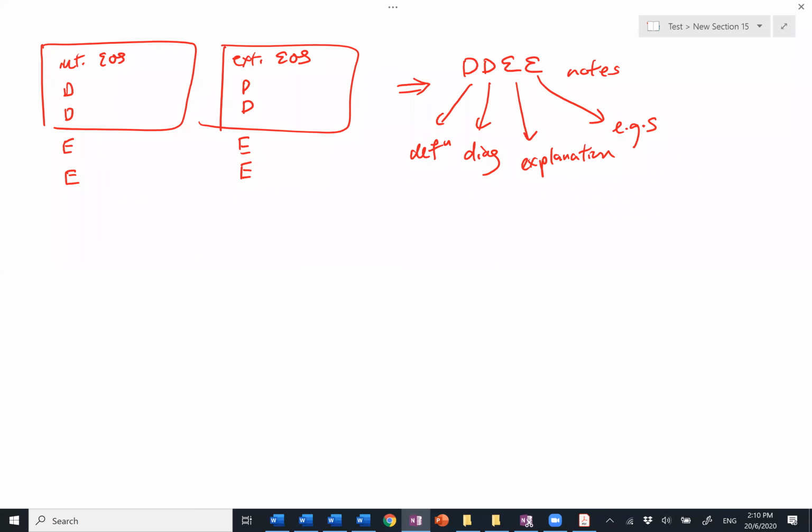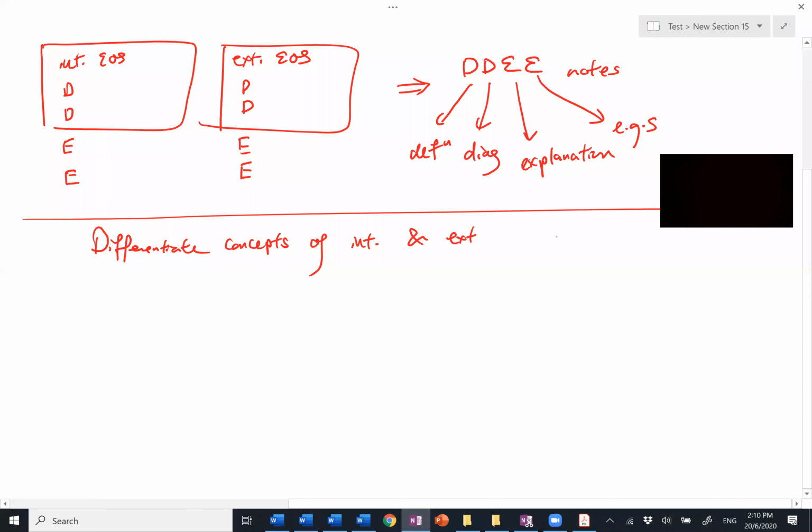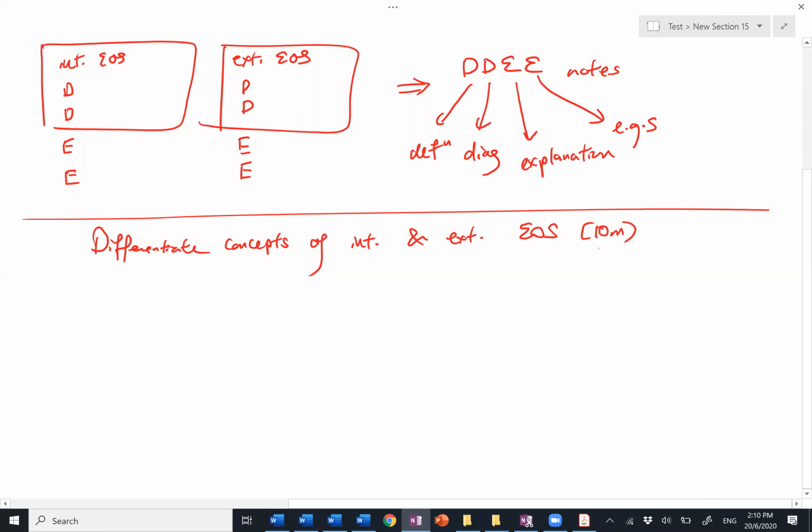Now, why do I want you to do notes like this? If you see EOS coming out in an essay, right? The essay is probably going to look like this. They'll probably ask you to differentiate the concepts, right, of internal and external EOS. Okay? So they will probably ask you to differentiate between these concepts.